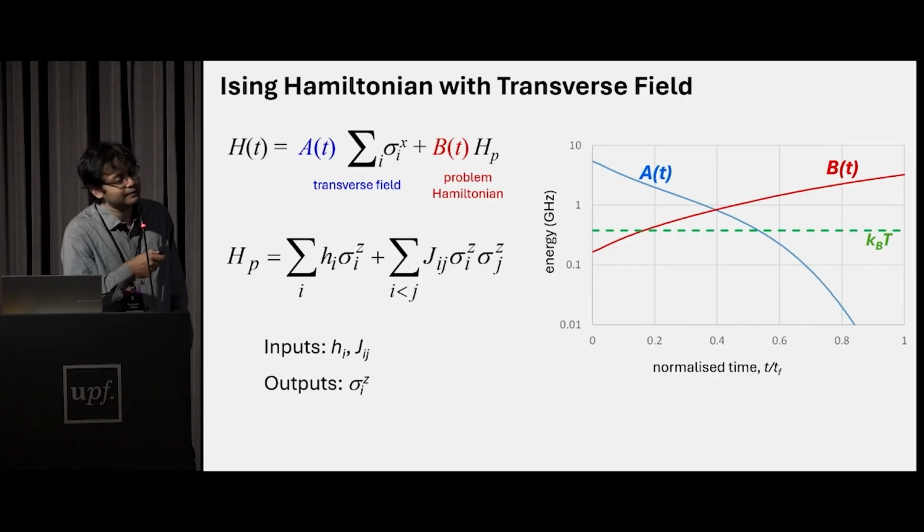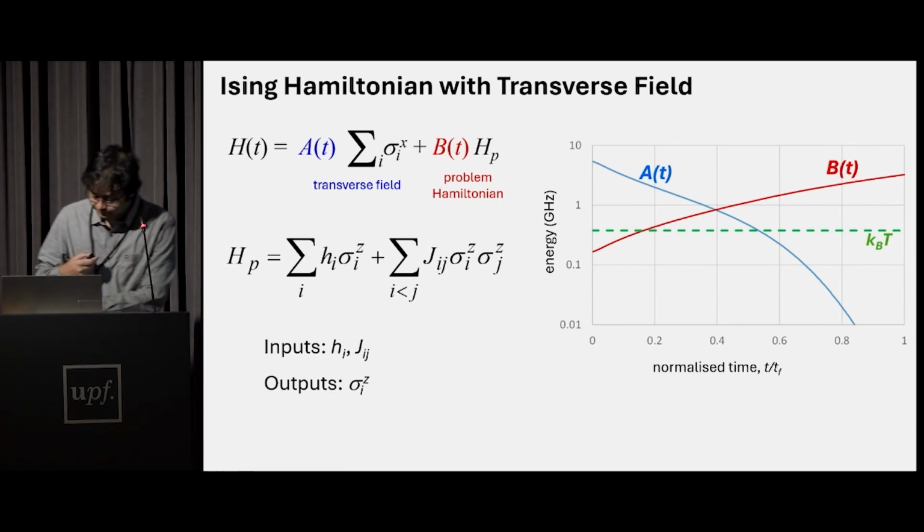Crucially, note that the transverse field is the only field that can tunnel between two computational states, and this is going to play a crucial role in what I'm going to say. So this is also the initial state, and also the only tunneling element in your system.